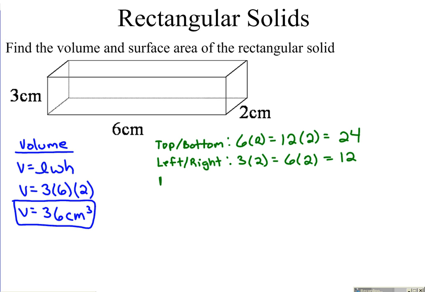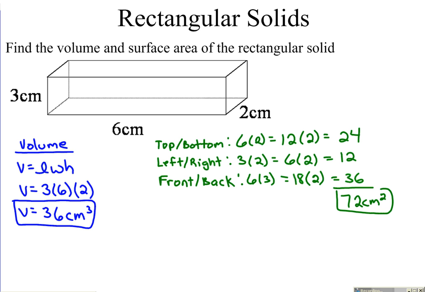Finally, the front side and the back side. Front side and back side is 6 by 3. So 6 times 3, which is 18. But again, there's a front and a back, so there are two of them, which is 36. And now we add up each of those. 24 plus 12 plus 36 is 72 square centimeters.